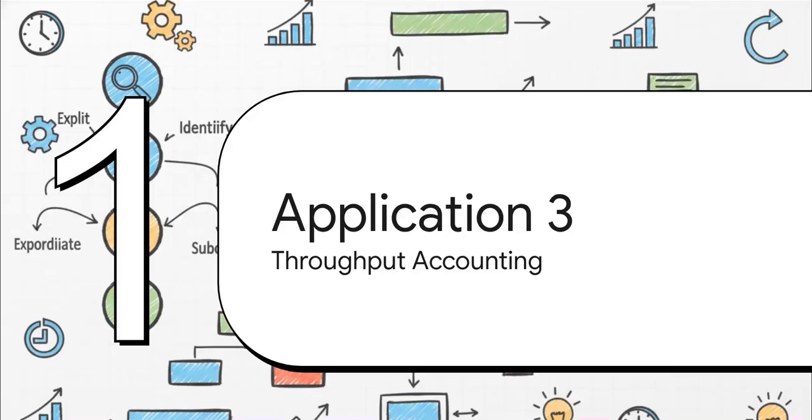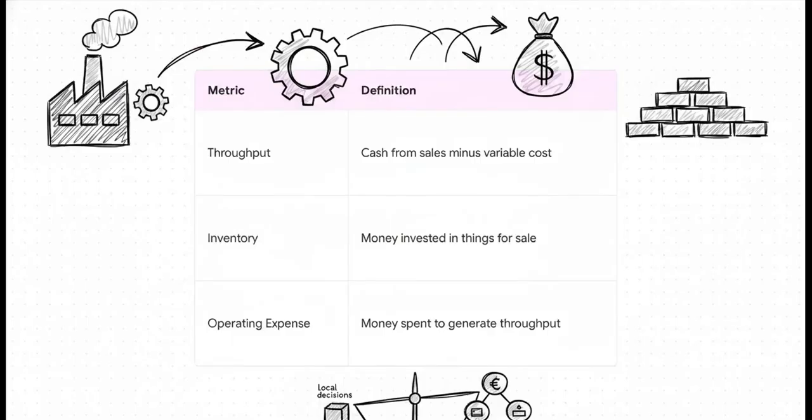And that leads us to our final application, supply chains and throughput accounting. You see, traditional cost accounting tries to allocate fixed expenses down to individual products, which honestly usually leads to terrible localized decisions. But look at how TOC handles this.